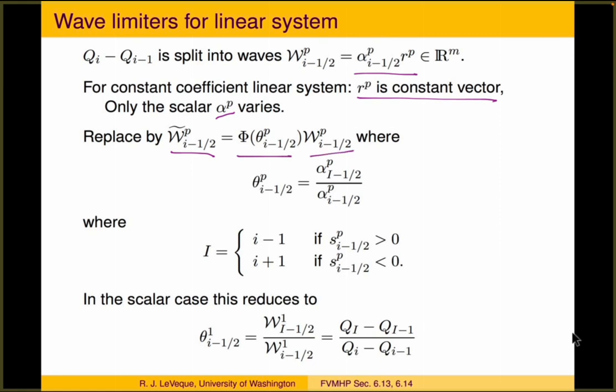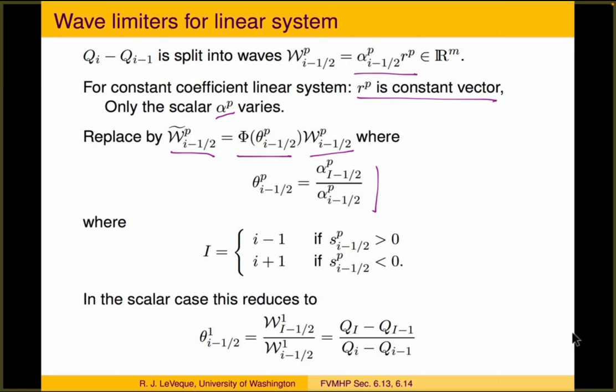And now, because each of the waves is a scalar multiple of the same eigenvector everywhere, we can just define a smoothness indicator theta by looking at the ratio of the scalar alpha coefficients, again looking in the upwind direction based on the speed of this particular wave, looking at the alpha coming from the Riemann problem at capital I minus a half, and comparing that with the alpha at the Riemann problem little i minus a half that we're trying to limit.